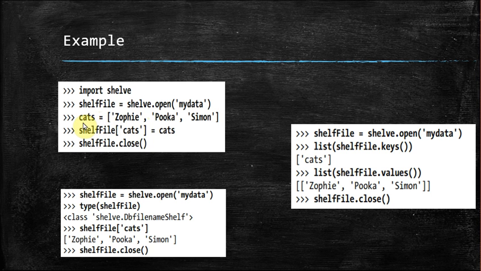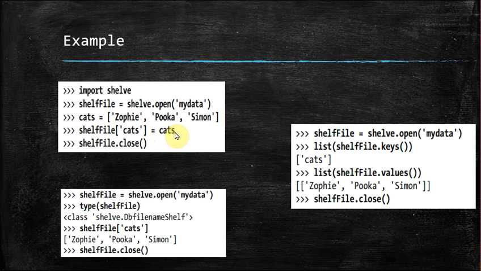And that list has a name, cats. Next step, you can see here shelf file cats is equal to cats. You are storing into this shelf file the list in which you have the names of the cats. That is what is happening here.